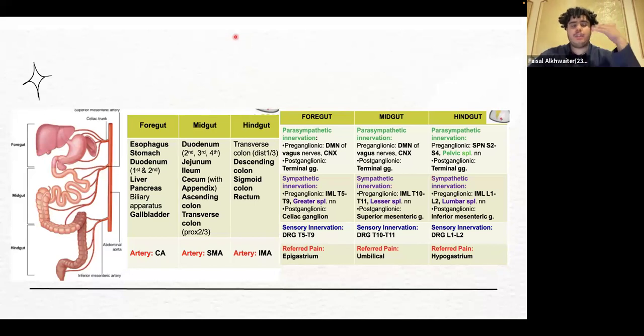As I said here, you have three parts. Usually characterize them in your head. You have foregut, midgut, and hindgut. Those usually correlate with the blood supply. So embryology is very important in GI.